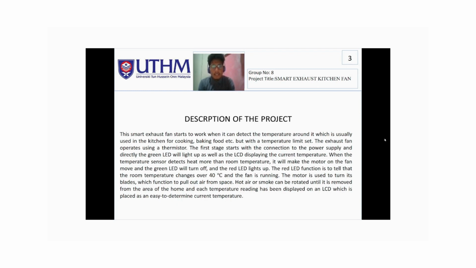The red LED function is to tell that the room temperature has changed to over 40 degrees Celsius and the fan is running. The motor is used to turn its blades, which function to pull out the air from the space. Hot air or smoke can be rotated until it is removed from the area of the home, and each temperature reading is displayed on the LCD, which is placed so the current temperature is easily determined.